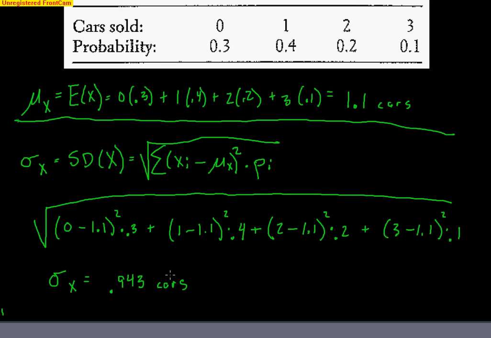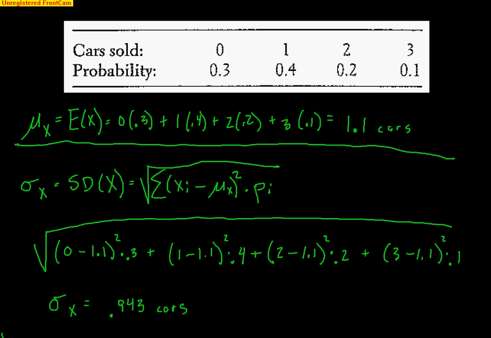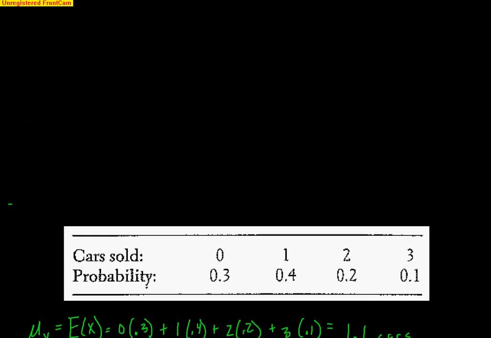It means that on any given day, I will typically be off from the mean by 0.943 cars. Remember, that's a random variable. How far off will you be from the mean? Typically speaking, on a given day, I'll be 0.943 cars away from the mean, which is 1.1, because I certainly expect 1.1 cars on any given day. So hopefully that's not too bad. It's a little bit of a complicated formula, but overall not too bad.